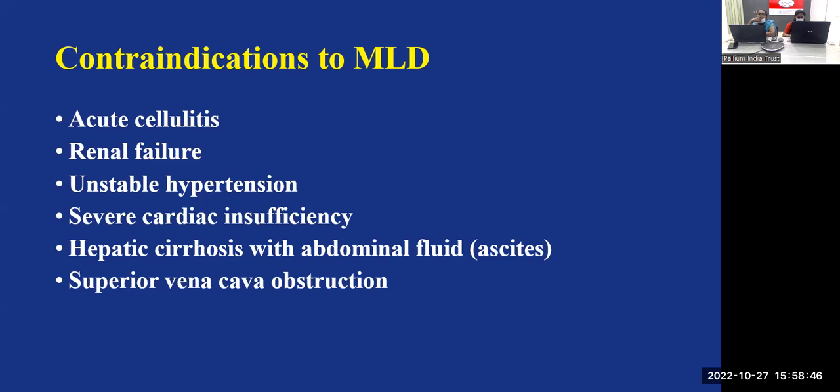So if they have a renal problem, better you do not do this procedure. And then unstable hypertension. If there is any unstable hypertension, again there's a chance of fluid overload. That time also you should avoid. Severe cardiac insufficiency, hepatic cirrhosis with ascites, superior vena cava obstruction. So these are the contraindications.